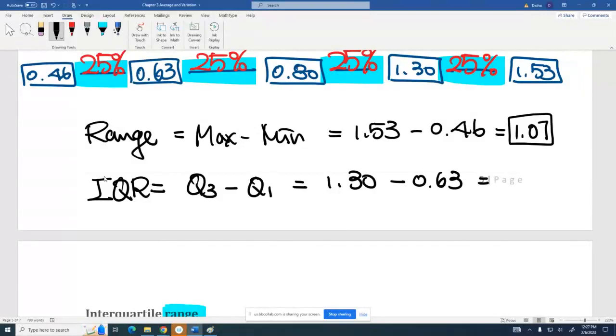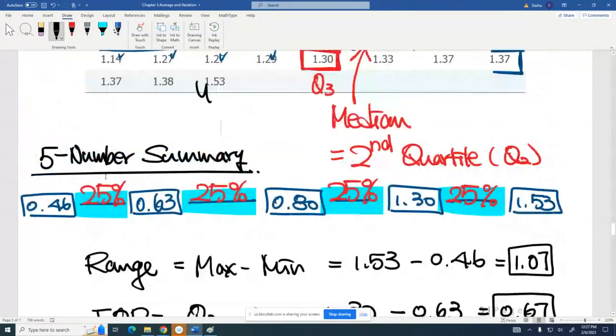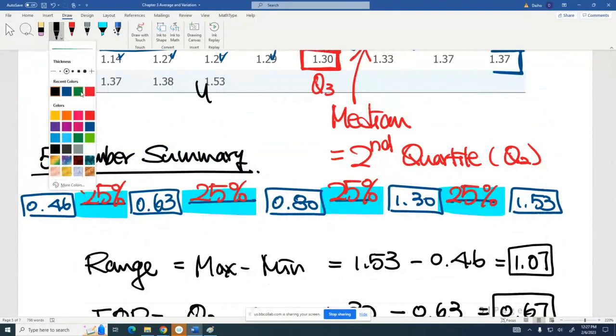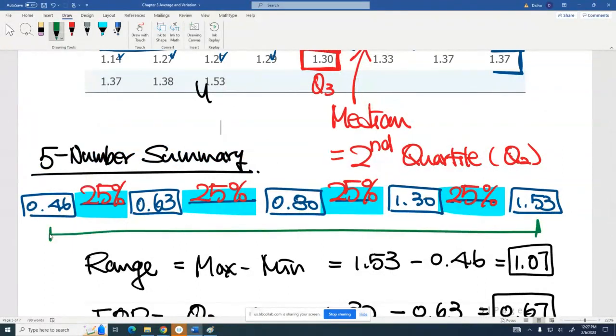1.3 minus 0.63. How much will it be? 0.67. Always, the interquartile range is smaller than the range. Look at this. In math, subtraction, difference, represents the distance. So the range was the distance between the minimum and the maximum. Then what would be the interquartile range?